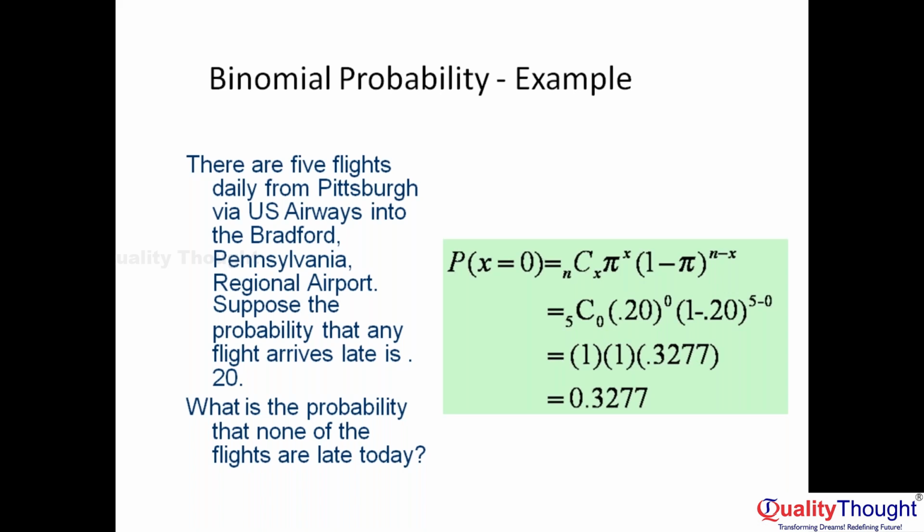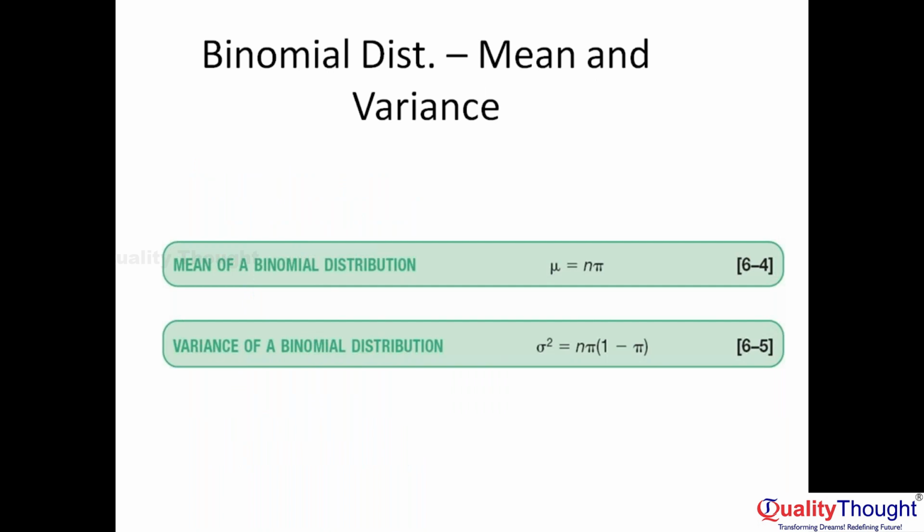If you calculate all together, the probability of getting none of the flights coming late is 0.32, which represents approximately 33%. So there is approximately a 33% chance that none of the flights arrive late. Okay, so we have a mean and variance, which is a direct formula.